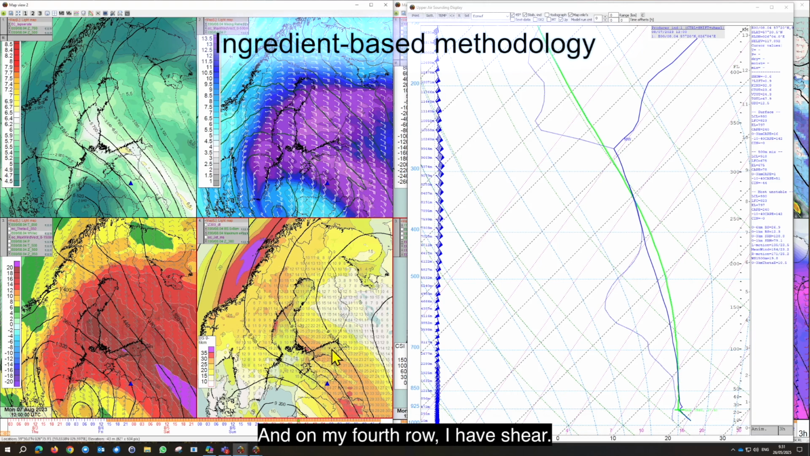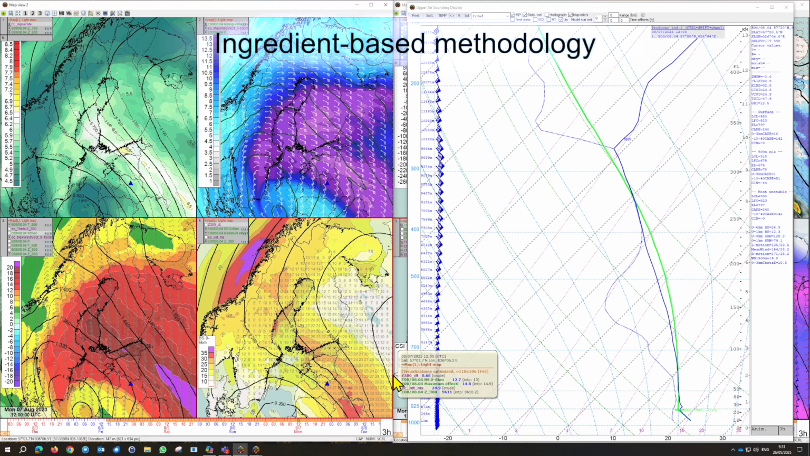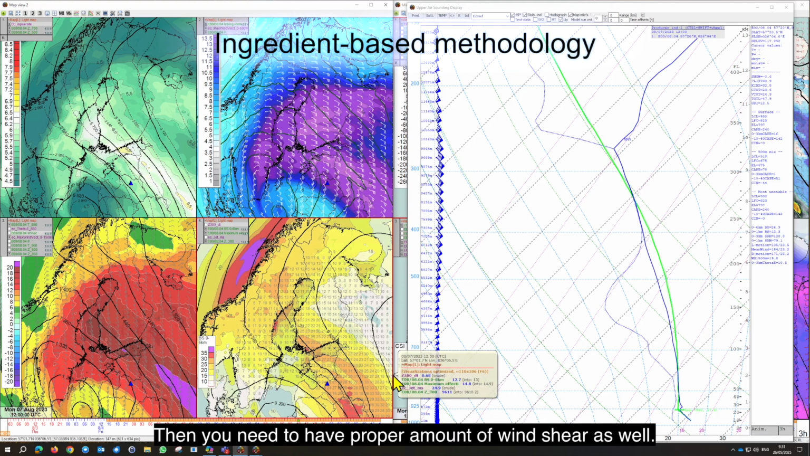And on my 4th row, I have shear. Shear is not considered as one of the main ingredients of the convection, but it is helping a lot. Especially if we want to have some severe convection that is organizing into MCS or squall line or anything like that, then you need to have proper amount of wind shear as well.